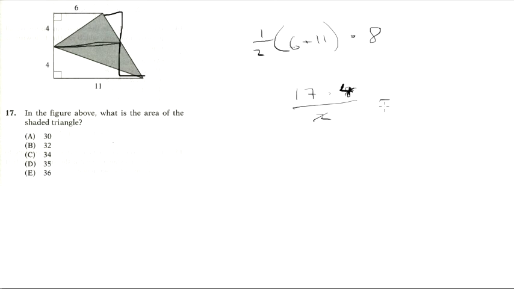So that gives us 68 as the area of this total thing. If we subtract from that the area of this, which is going to be half the base times the height, so 6 times 4 is 24, divided by 2 is 12. And the same thing here, we're going to take half of base times the height, so 4 divided by 2 is 2 times 11 is 22. Okay, so 68 minus 12 minus 22 is 34, giving us this answer.